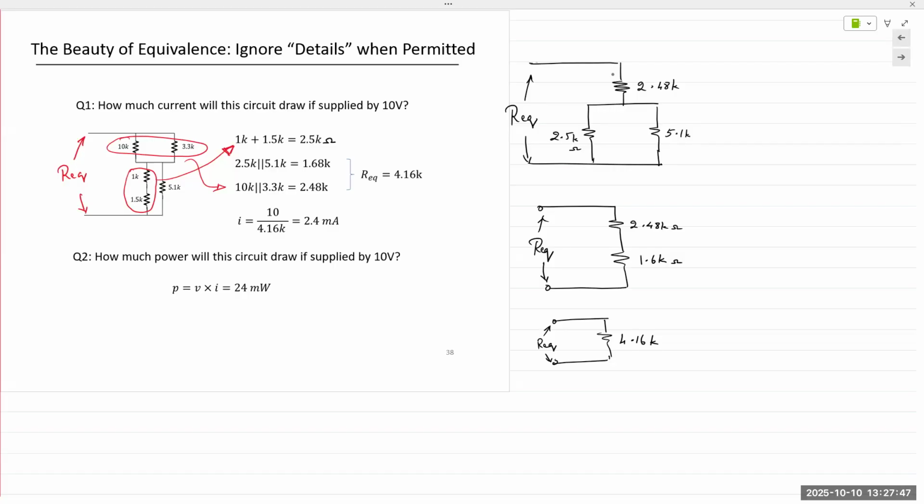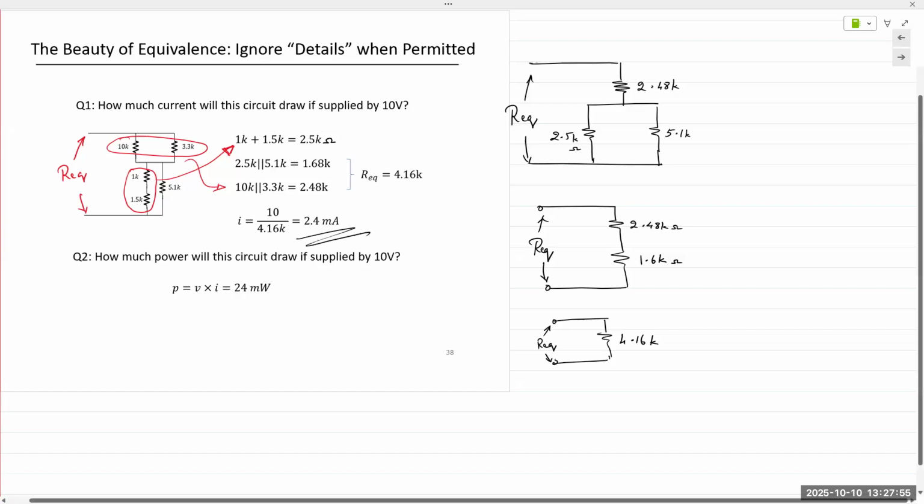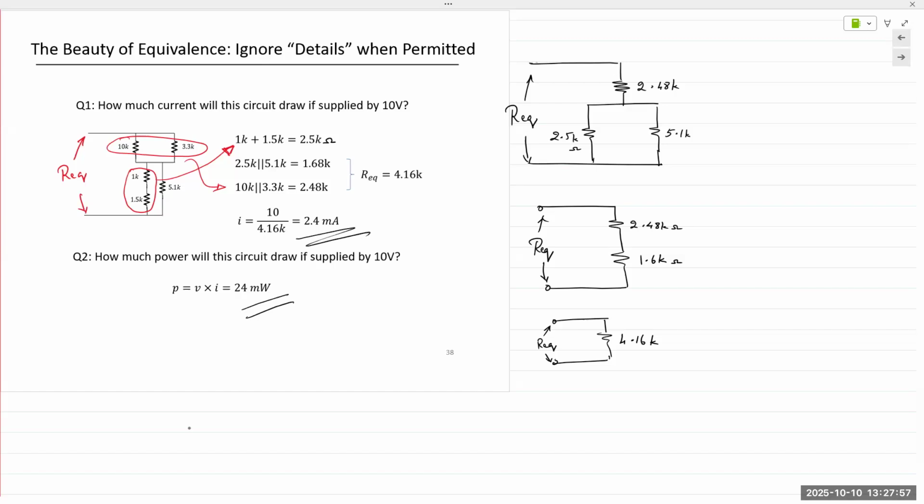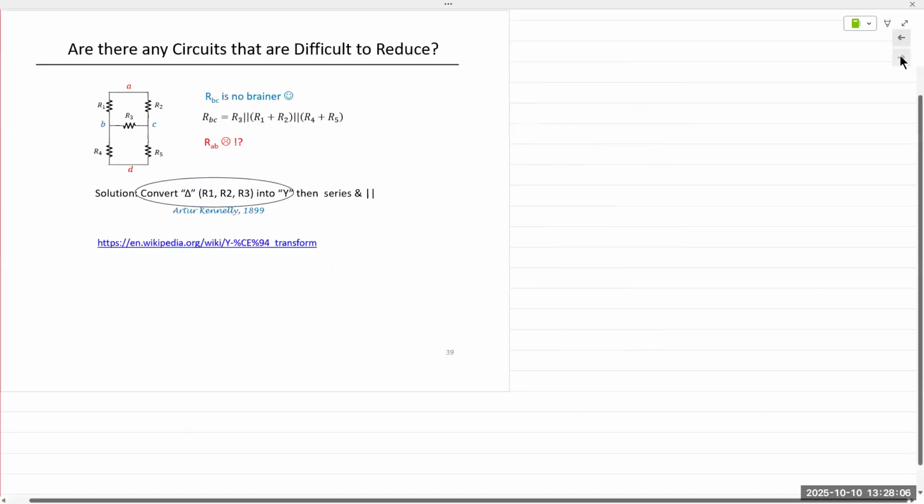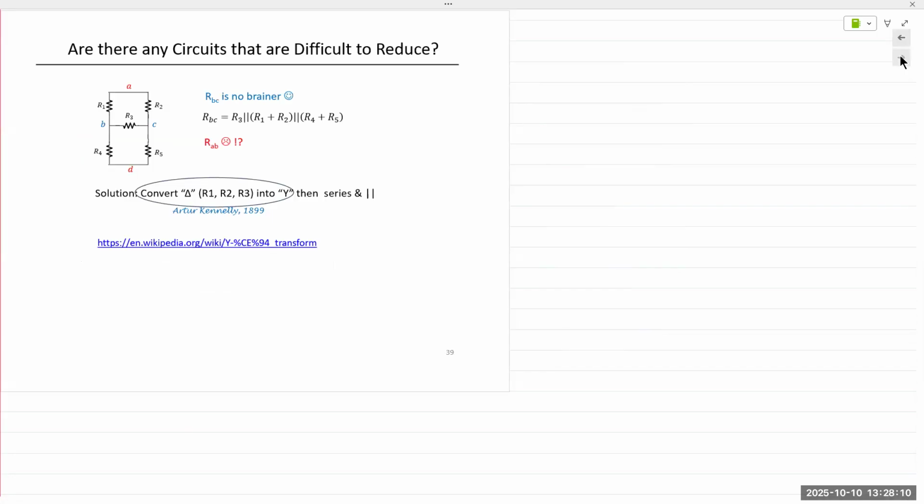Okay, so power. Power is P equals V times I, standard equation. So if we know we are supplying 10 volts, calculate the current, and then calculate power. We'll speak a little bit more about power later on in today's class. But for now, we saw that we can reduce resistors in series and resistors in parallel. What about other kinds of connections?